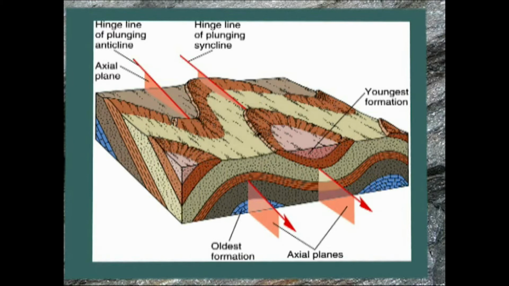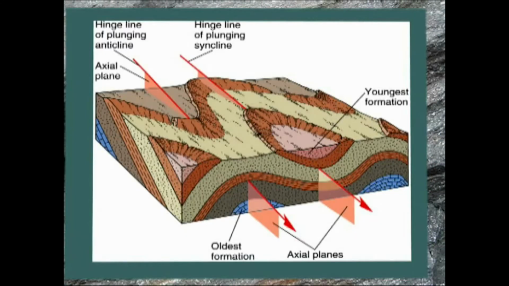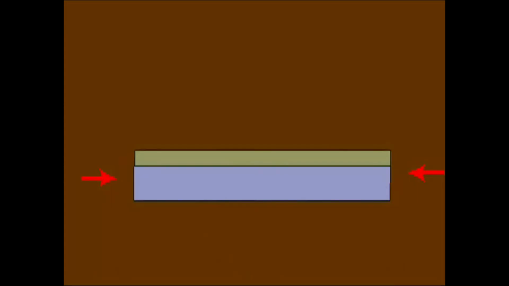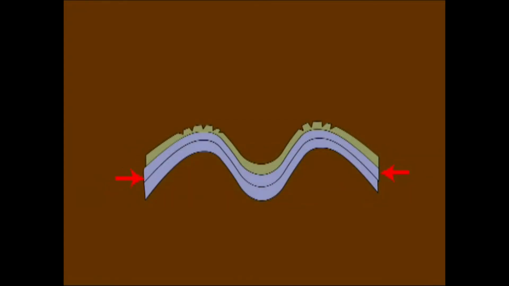The major fold axes of different phases are generally referred to as F1, F2, F3, etc. Over the fold axis we will be discussing how the orientation of other minor structures may vary. Now, let us go back a little to the mechanism of fold formation.